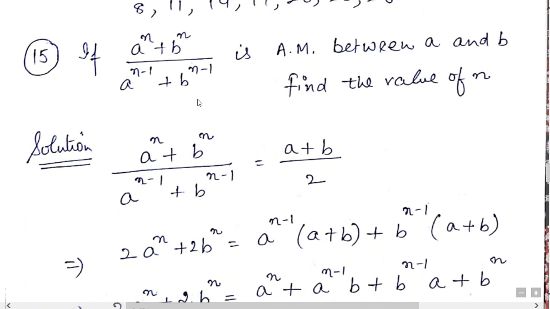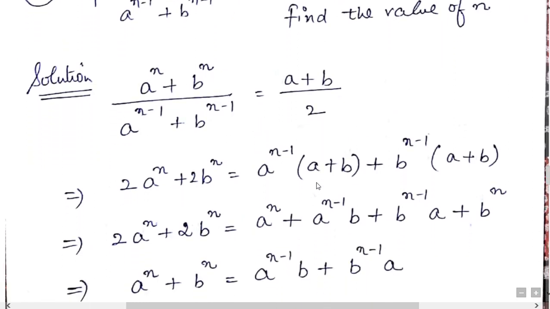Question number 15. One example is there in the exercise which is similar to this question. This question is also important as far as your final examination is concerned. This term is the arithmetic mean between a and b. Now what is the meaning of arithmetic mean? Basically it's a plus b divided by 2.